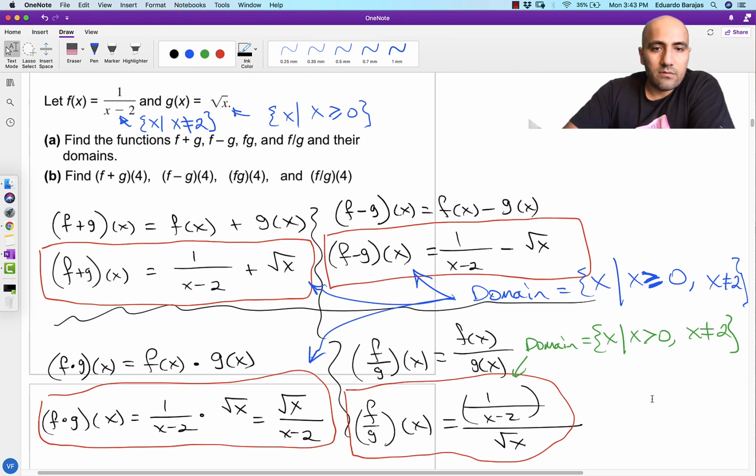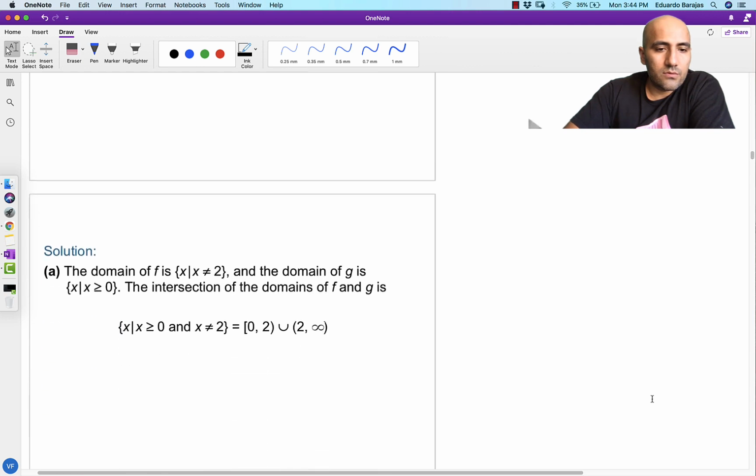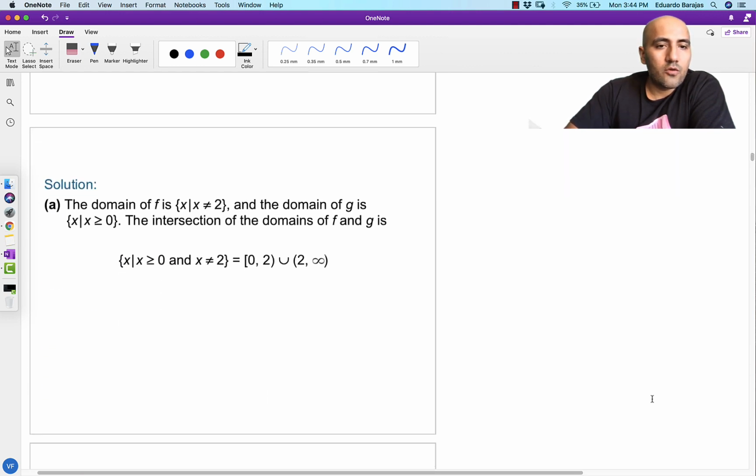Okay, let's see how the author organized that. Probably better than me. The domain of f is x does not equal 2. The domain of g is x greater than or equal to 0. The intersection of the domains is going to be greater than 0 except the 2. And then we can also use interval notation, which is this.